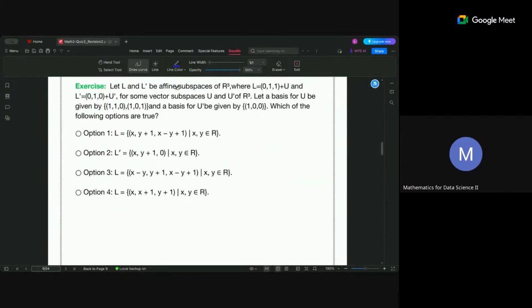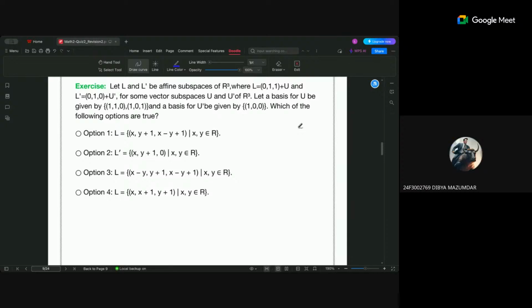Let L and L dash be affine subspaces of R3, where L is this space and L dash is this space. Now for some vector spaces U and U dash, so this U and U dash are some subspaces. And what are they? U is given by this and U dash is given by this. So these are the basis vectors for U and U dash. Now how to find L and L dash? So for that, do we first of all need to find U? Yes, ma'am. How to find U? Can you tell me?